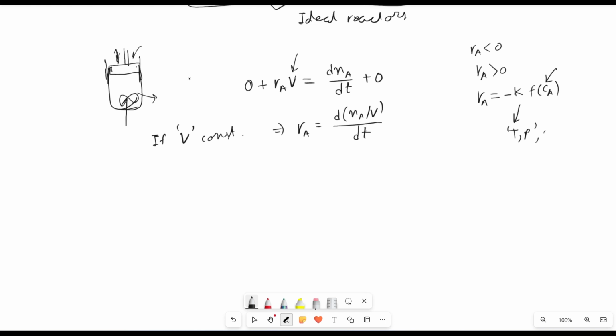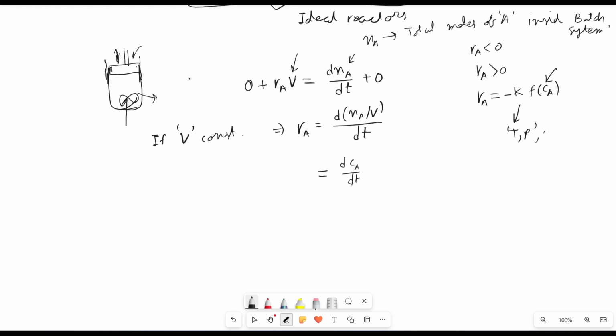Now, as I have said, in a batch reactor every point is homogeneous. So this NA is the total moles of A inside the batch system. This NA by V can be written as dCA by dt. This is the concentration of A.